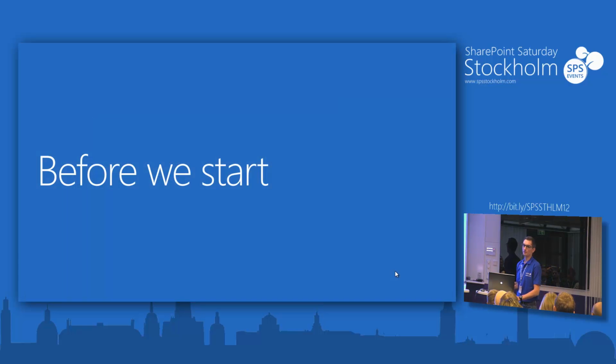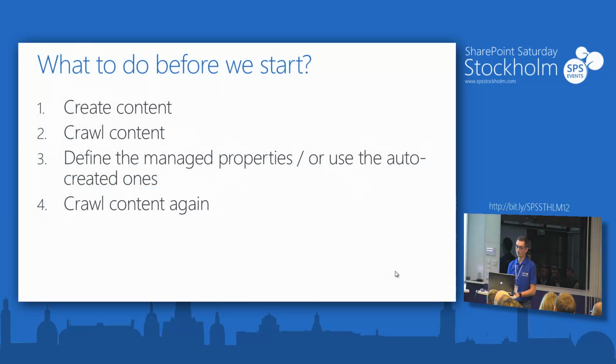What do we need to do before we can start using these display templates? First of all, we need to have content, because without content you don't retrieve results. Then you're going to crawl your content, and you're going to define your own managed properties, or you can use the auto-created ones that SharePoint 2013 creates. There's a little bit more about it on the next slide.